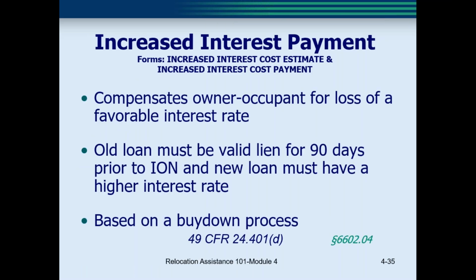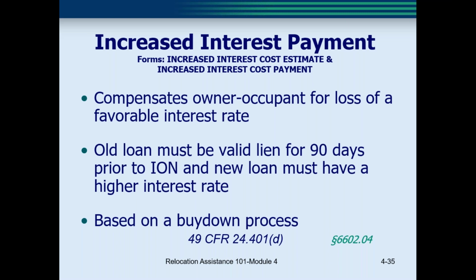Okay, let's talk about the increased interest payment. The increased interest payment, also known as the mortgage interest differential payment in federal highway terminology, is designed to compensate the displaced owner occupant for the loss of a favorable interest rate on their displacement site.